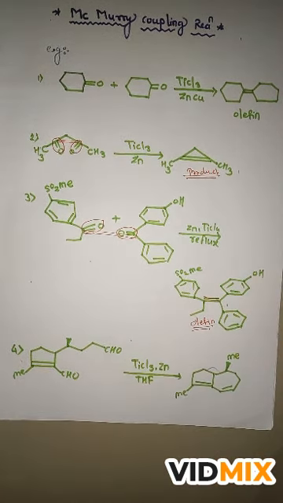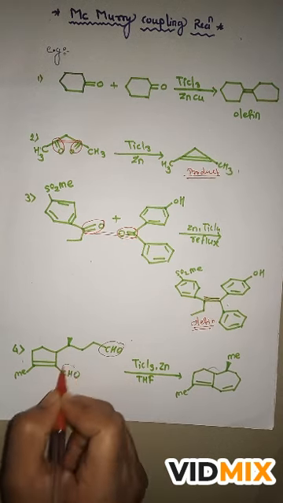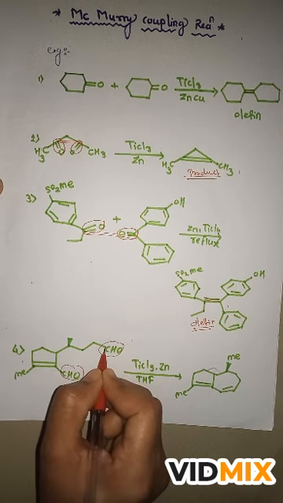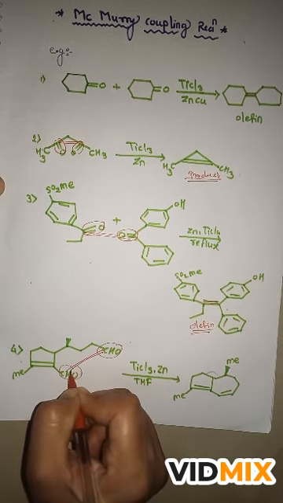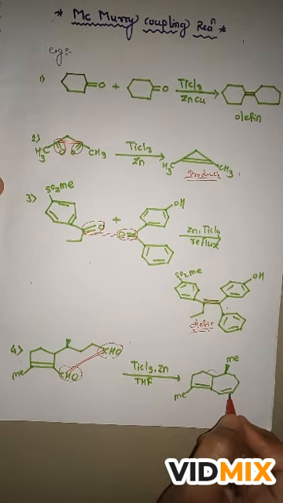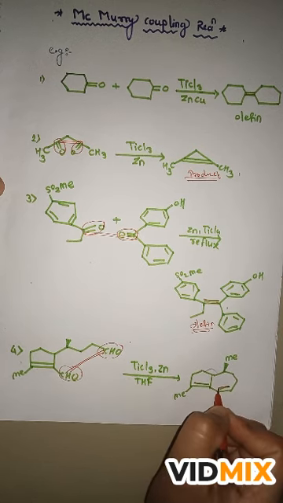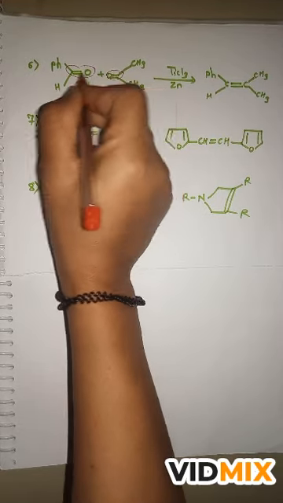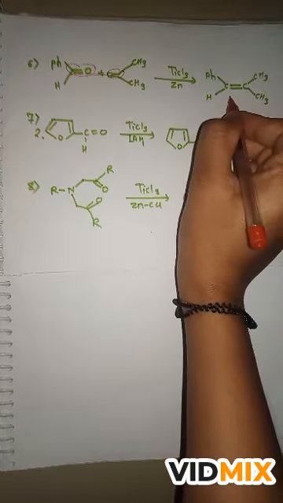In this example also, here is aldehyde. Here also we just attach these two carbons, and here is our product, a cyclic form. Here is another example. This twice ketone, this ketone, just attach here and this olefin is formed.